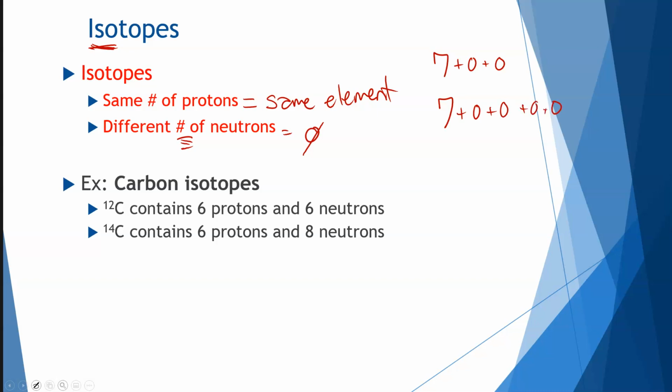Yes, the zeros don't change the outcome of it being 7, but maybe you use more paper when you have more zeros. Maybe it takes more energy when you have more zeros, right? All that kind of stuff.